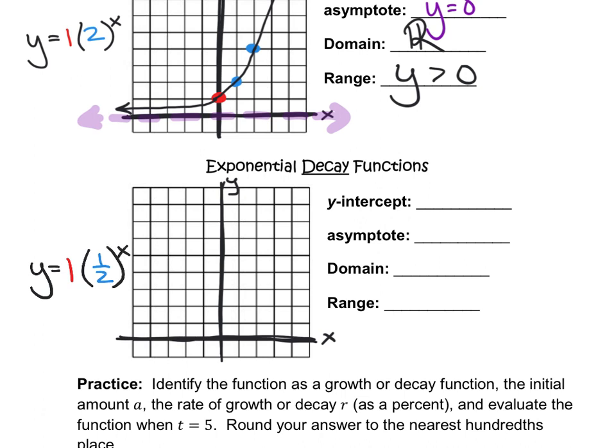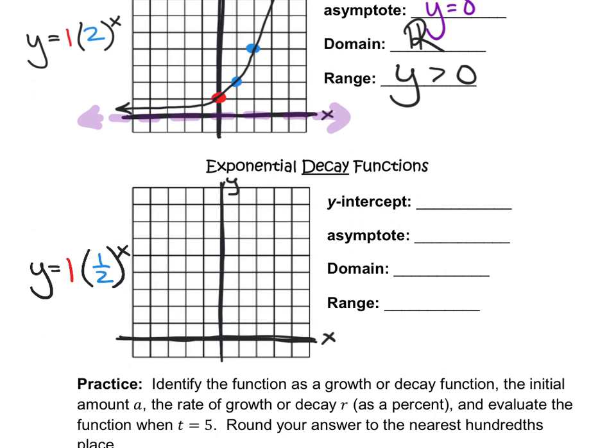What's the difference between the number I used in the growth parentheses and this decay parentheses? It's 0.5. So the decay has to be a number less than 1 because we subtracted in the decay equation and we added in the growth equation. So decays will always have fractions or decimals that are less than 1 in this parentheses.